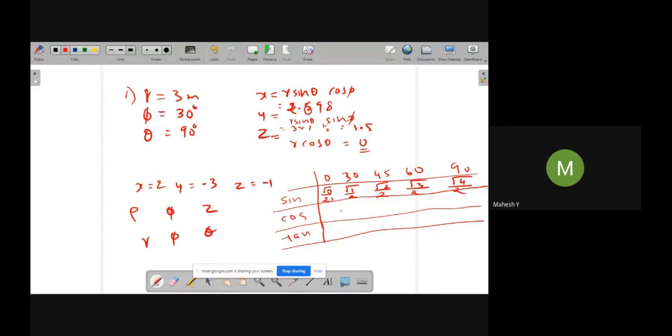Then how to find the value of cos? Reverse this. Root 4 by 2, root 3 by 2, root 2 by 2, root 1 by 2, and root 0 by 2. So cos 0 is 1, cos 30 is root 3 by 2, cos 45 is 1 by root 2, cos 60 is 1 by 2, and cos 90 is 0. Tan is the ratio of these. So tan is 0, 1 by root 3, 1, root 3, and infinity.